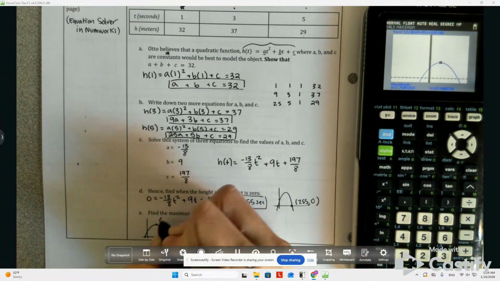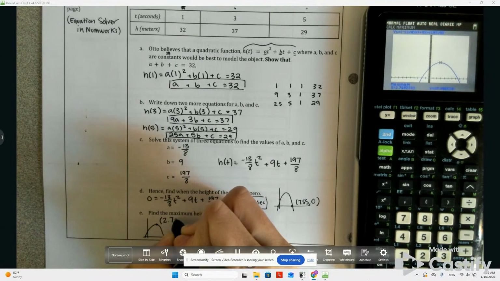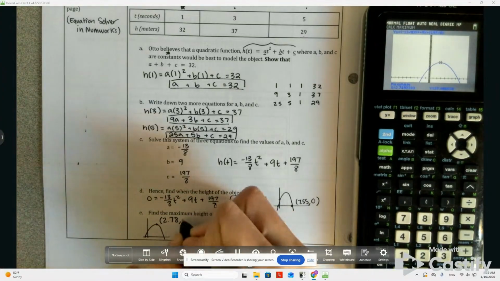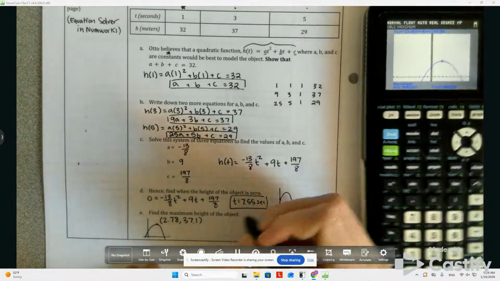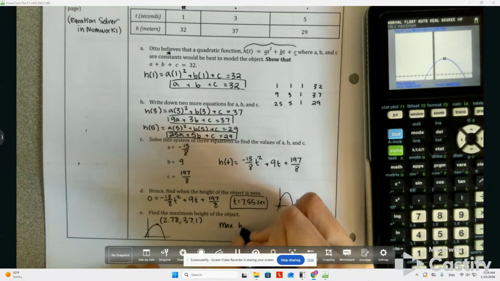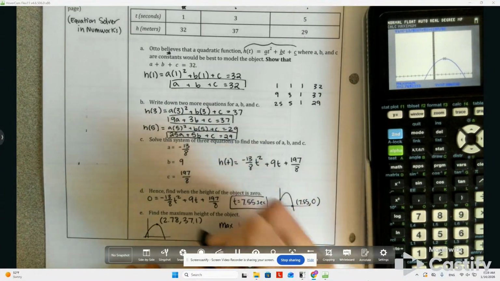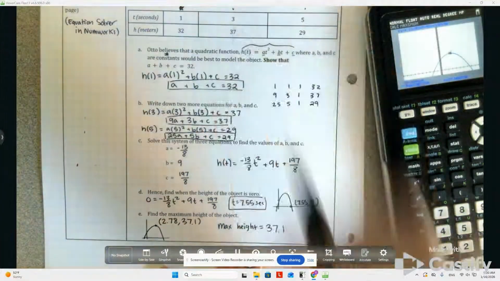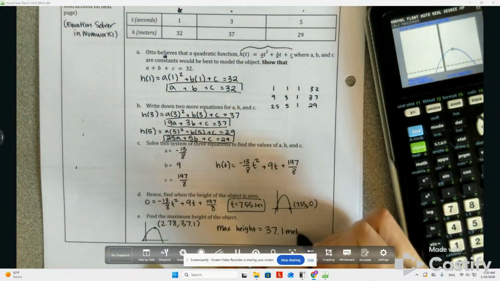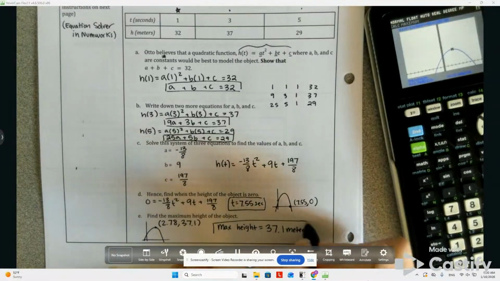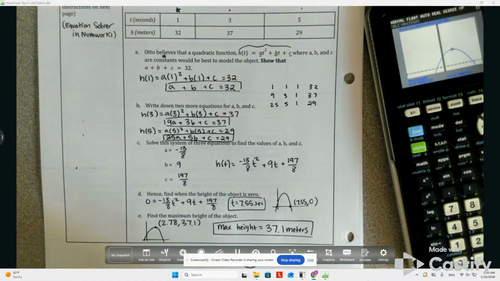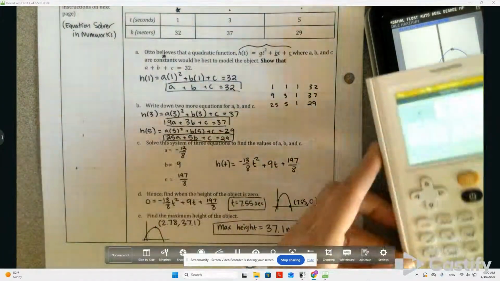That point is 2.78, 37.1, and so the max height is just the y value there, 37.1, and then we're working with meters, it tells us way up there, so meters. All right, so that is how we use either PolySmlt or equation solver.